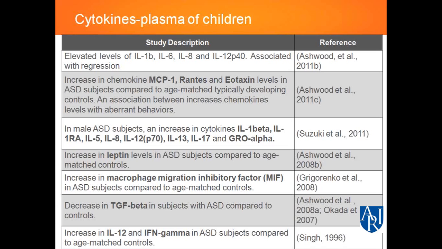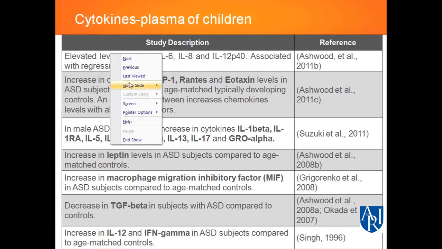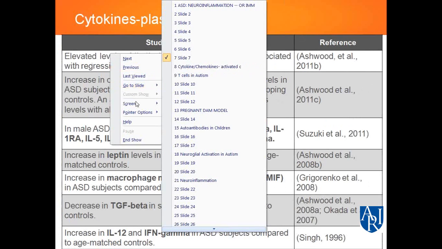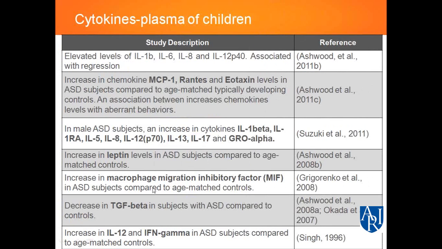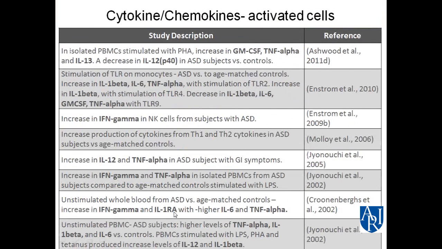And down the list you can find almost any element of the immune system and cytokines that has been looked at in different cohorts of children with autism that show either elevations or, in many cases, actually decreases in the amount of material that you're looking at. And this has left us in a quandary in many respects as to what all these different changes mean.